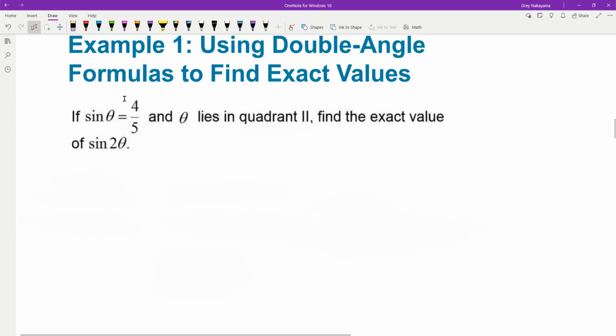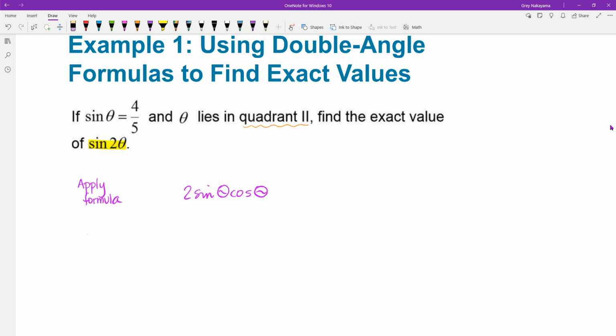If the sine of theta is 4/5 and theta lies in quadrant 2, find the exact value of the sine of 2 theta. Okay, so what is our model? What do we do every time? First and foremost, we apply the formula to what we're trying to find. We're trying to find the sine of 2 theta. So our formula says that the sine of 2 theta is equal to 2 times the sine of theta cosine theta.